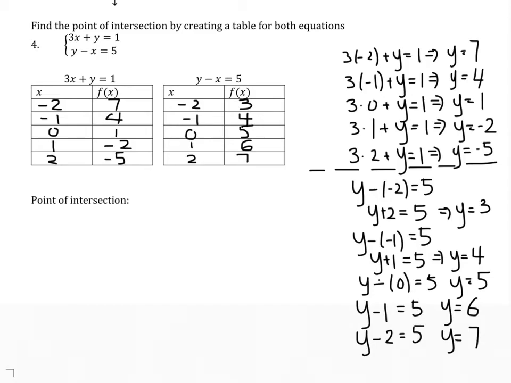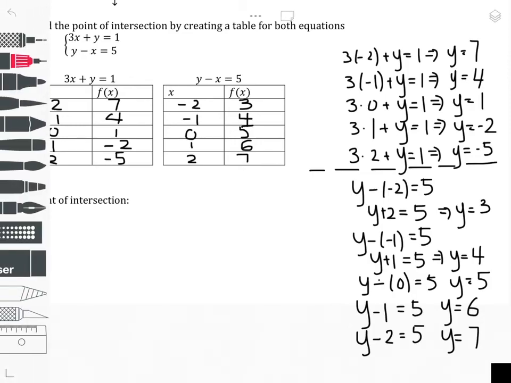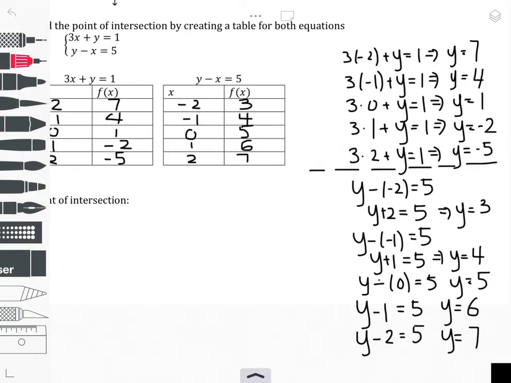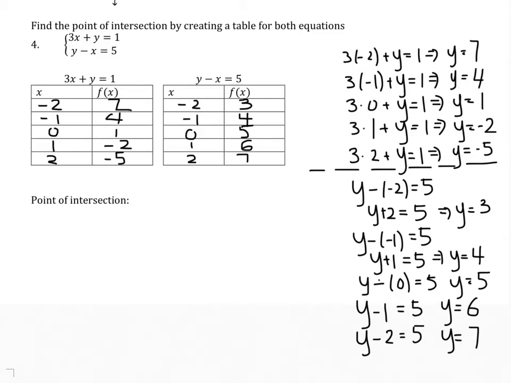So we calculated 5 points. Is there anything that you see in common? It happens to be that this point, -1, 4, -1, 4, is the same point showing in both tables. So what conclusion can we make? So it's basically -1, 4 is the solution set.